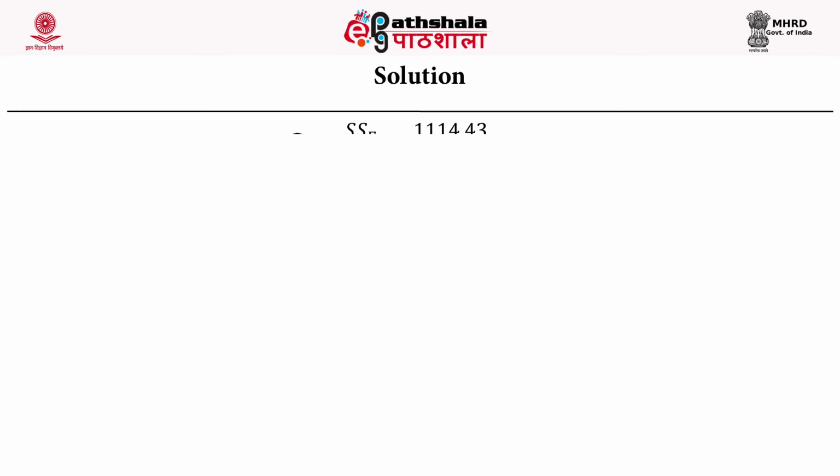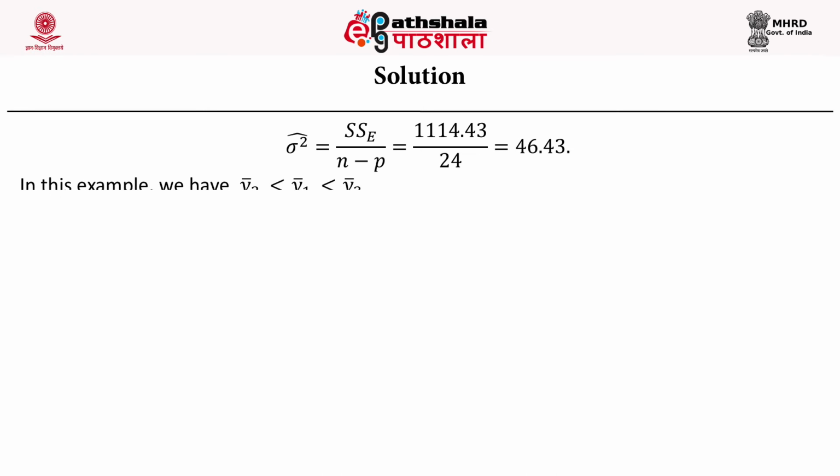So sigma square hat, which is equal to the sum of square of error divided by n minus p, comes up to be 46.43. So in this example, from the data we can observe that y2 dot bar is less than y1 dot bar, which is less than y3 dot bar.